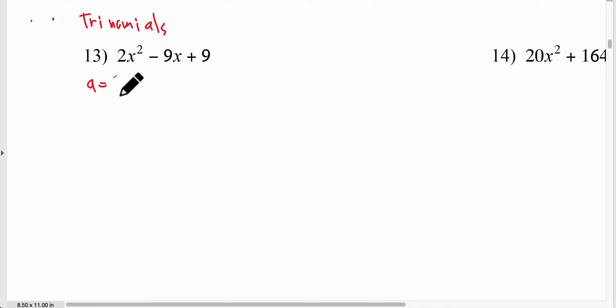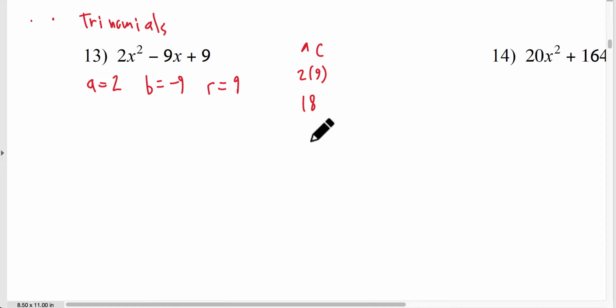A equals 2, always next to the letter to the second power. B equals negative 9, always next to the letter to the first power. And then C equals 9. Then my next step is I want to find factors of AC that add up to B. Factors of AC that add up to B, super important. So I'm going to do A times C, which is 2 times 9, and that's going to give me 18.